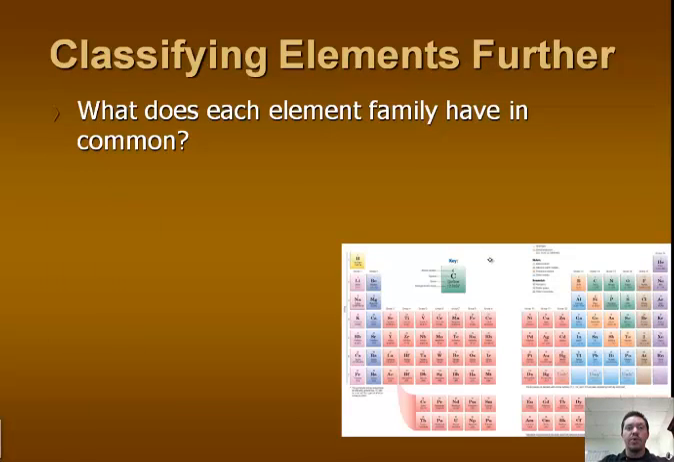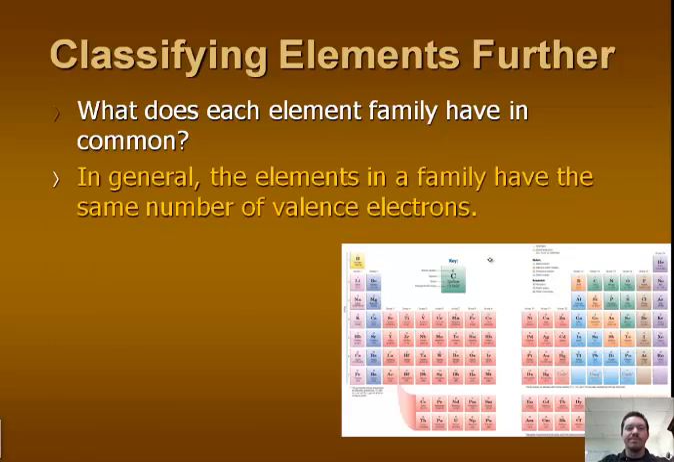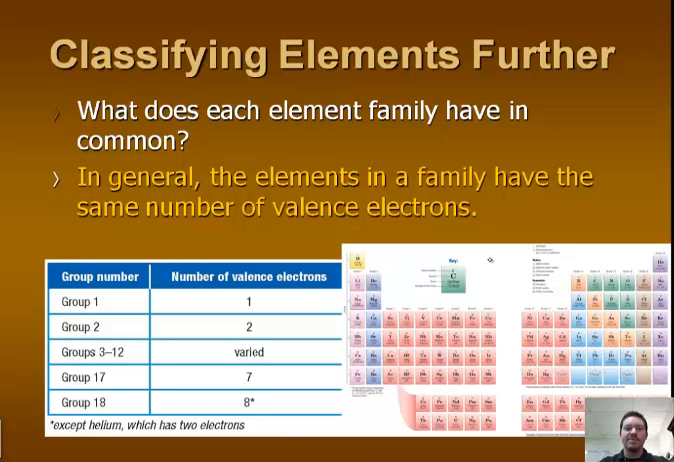Alright, so what does each element in the family have in common? In general, the elements in a family have the same number of valence electrons, and the valence electrons are the outermost electrons. Looking at our small periodic table here, this is referred to as group 1, the one that starts with hydrogen. These all have 1 valence electron, or 1 electron in their outer shell. Group 2 is the one that starts with beryllium here. These ones have 2.